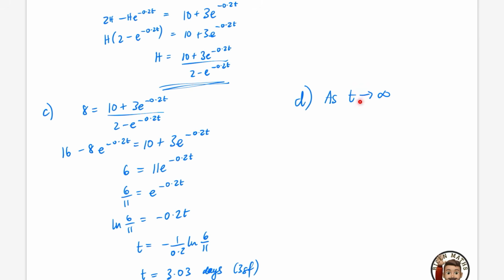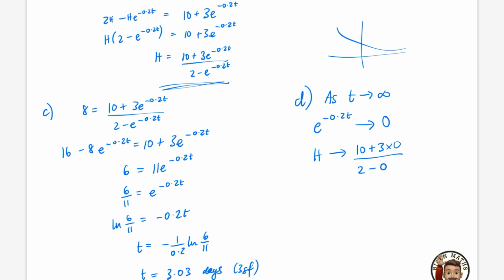Well, the key thing to notice here is that when t becomes a very big value, if you have e to the minus 0.2t, think about what that becomes. e to the minus 0.2t is an exponential decay graph that looks like this. And as t gets very, very big, this line from the graph goes towards 0. So this means that h is going to go towards 10 plus 3 times 0 over 2 minus 0. I'm just saying this part's going to become 0 and this part's going to become 0. In other words, the top part is 10, the bottom part is 2, so it is going to go to 5. In other words, k is going to go to 5.